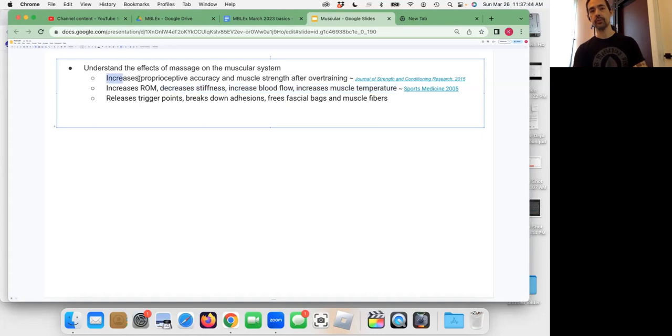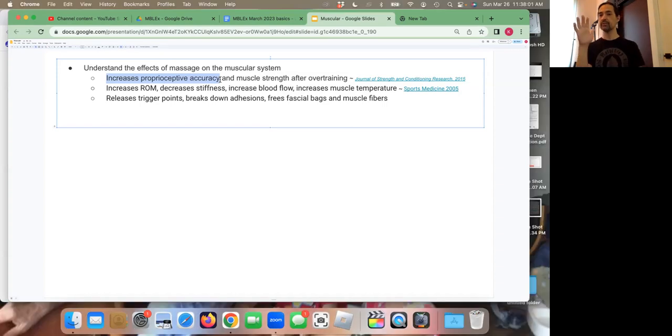Okay, increases proprioceptive accuracy. So proprioception is your ability to know where the horizon is and where your body is in relationship to the horizon. It's what tells you as you're falling, that you're falling and about to hit the floor. It's what tells you that you're upright and not about to fall. Proprioception and the accuracy of that, by the way, decreases as we age and as we move less.